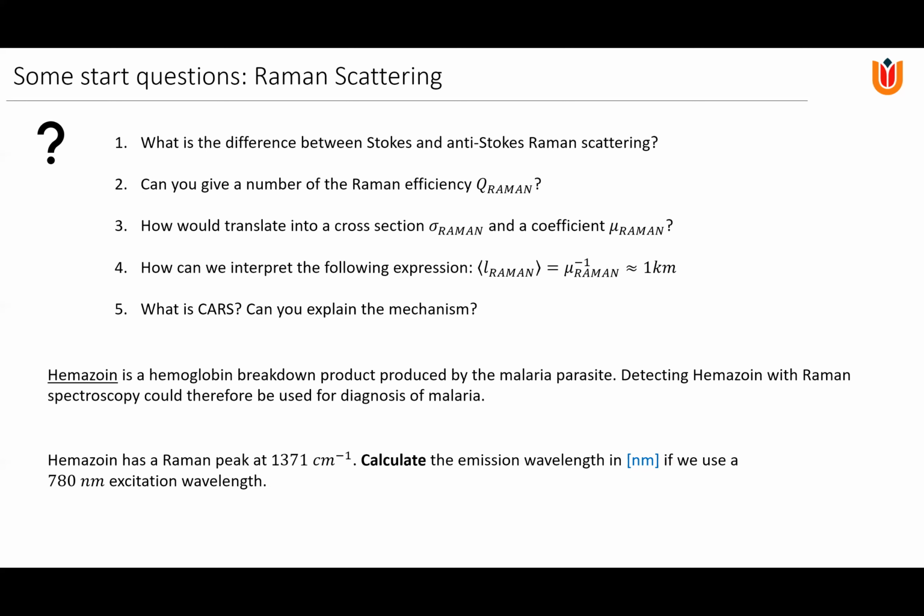So first I do 1 over the excitation wavelength, and then I subtract the shift from it, which equals, in the end, and the corresponding wavelength to that is just its inverse, which is 70 nanometers.